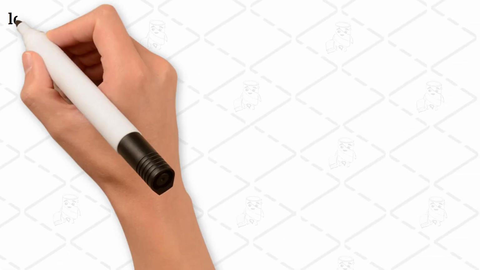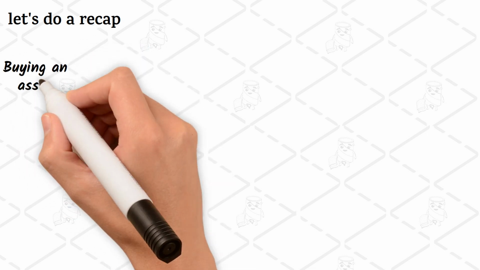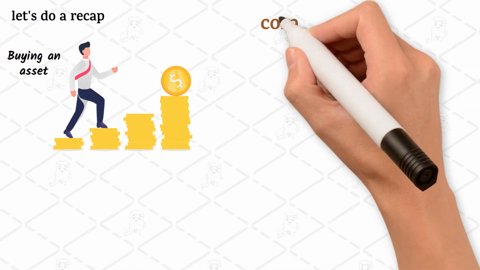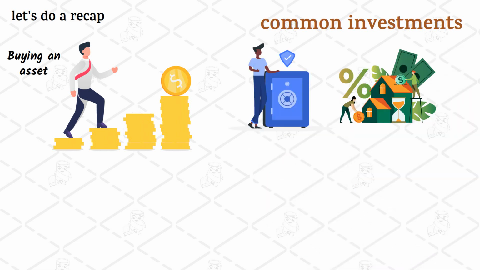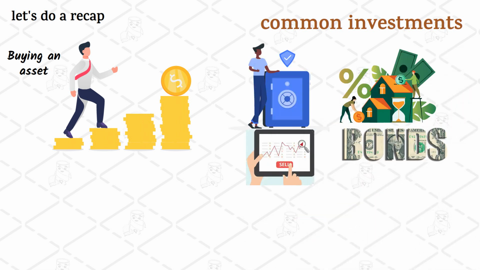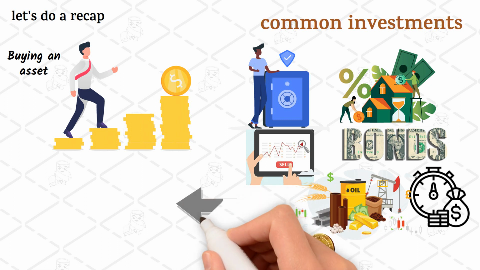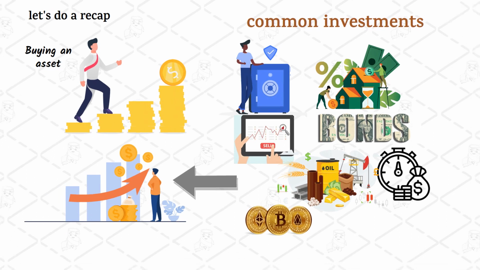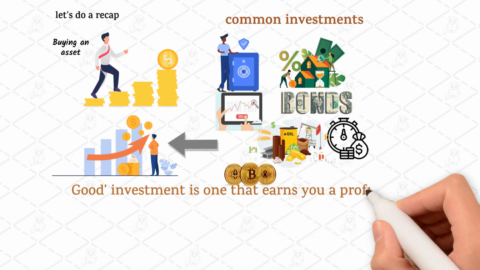Alright, let's do a recap of everything we've gone over in this lesson. Investing means buying an asset with the expectation that it will increase in value and provide a positive return. The most common investments are savings accounts, real estate, stocks, bonds, mutual funds, annuities, commodities, and cryptocurrencies. Investing is an important part of reaching your financial goals, whether it's just saving money or taking risks to earn a larger profit. A good investment is one that earns you a profit.